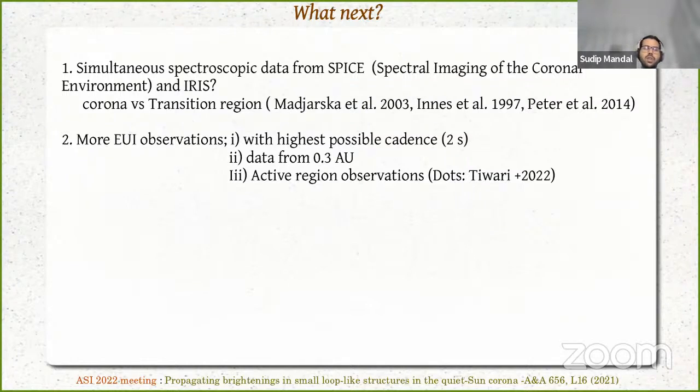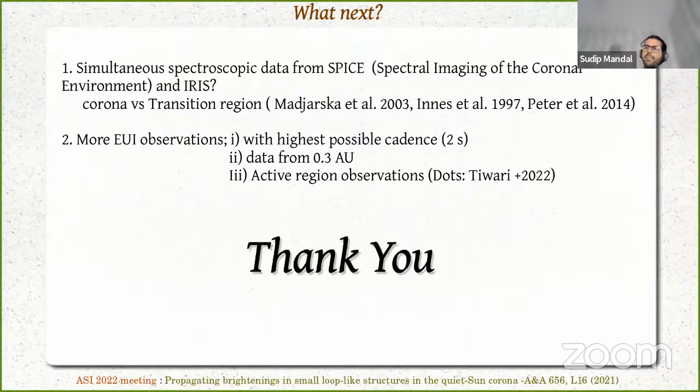And when Solar Orbiter goes to 0.3 AU, the resolution will be 3 times that of AIA. And we also need to look at active regions. This was all quiet Sun region observations. If we look at active regions, there has been a recent study by Tiwari et al. using initial EUI data from active regions, and they see dots. Whether those dots are the same as campfires or not, that needs to be established. So I will stop here, and thank you for listening.